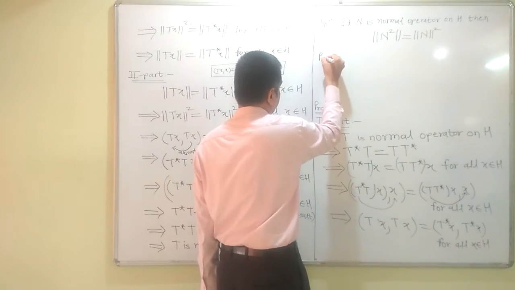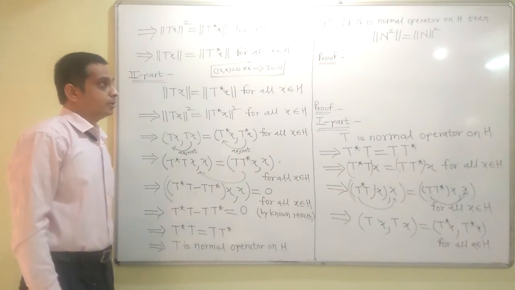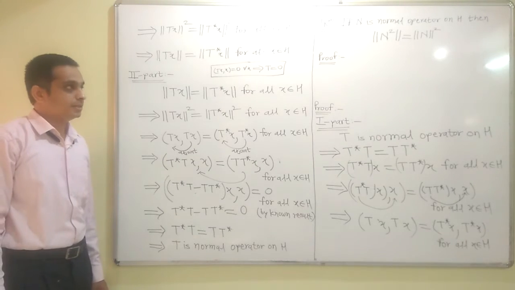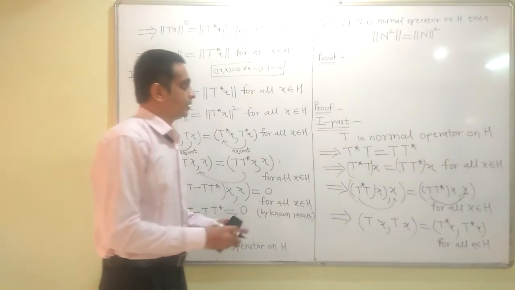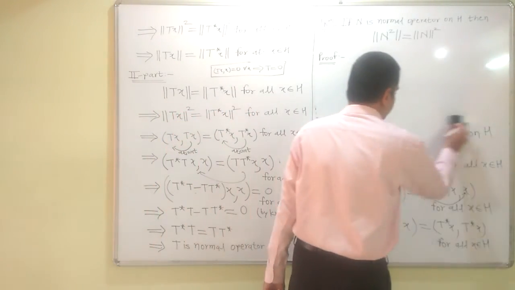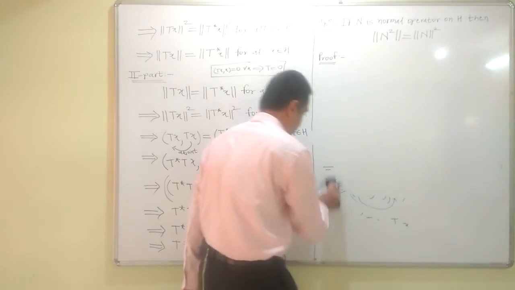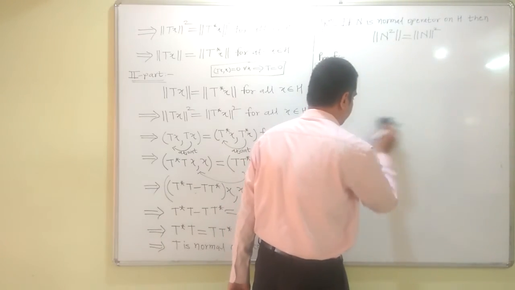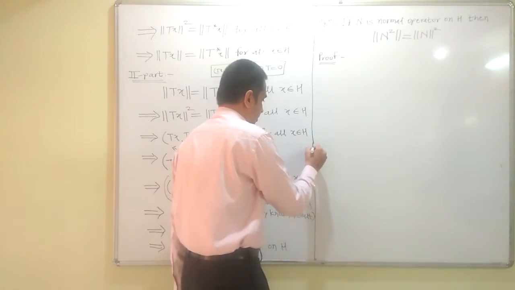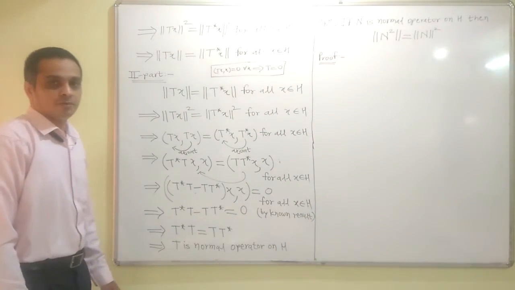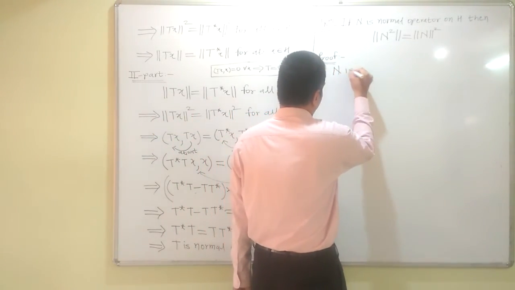Proof: if N is a normal operator on H, then norm of N² is equal to norm of N squared. Okay, so we'll prove this result. Now, to prove this result, we have to use the definition of normal operator, and then we will use properties of adjoint operator as well. So let us begin the proof by using the definition of normal operator. N is a normal operator.